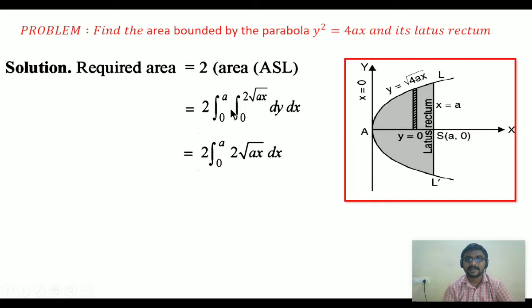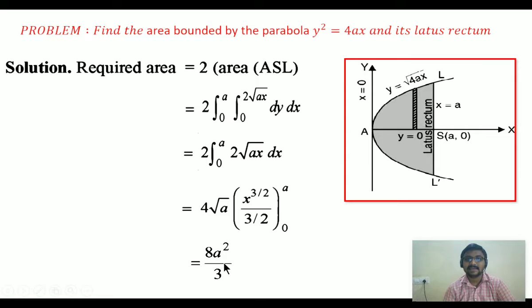Now clearly the double integration sum is reduced to a single integration. Here 2 root a is constant, so take it outside, that is 2 into 2 root a is 4 root a, a constant. Now the integration of x power 1 by 2 is x power 1 by 2 plus 1, that is x power 3 by 2 divided by 3 by 2, with limits 0 to a. Substituting the upper limit and then the lower limit 0, and simplifying, we get the result as 8a square by 3. So it is the required area of the parabola y square equal to 4ax and its latus rectum, that is LL dash.